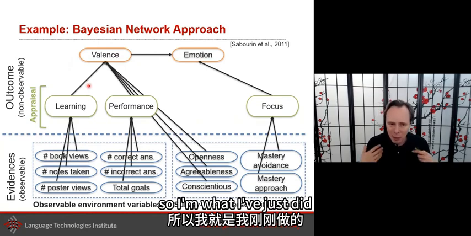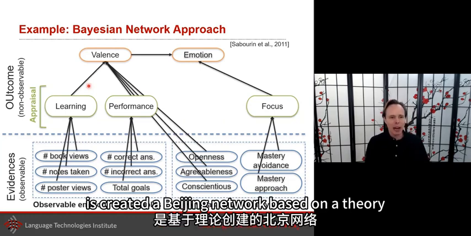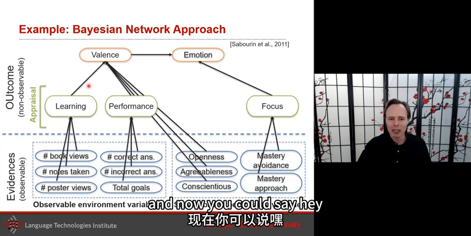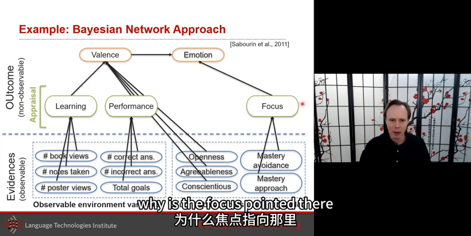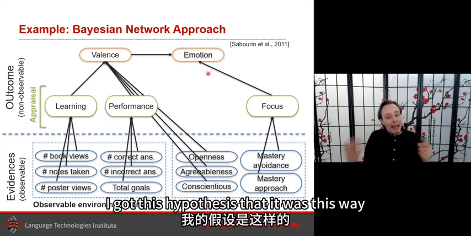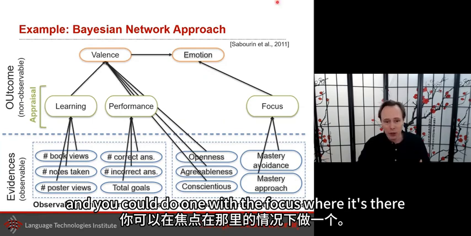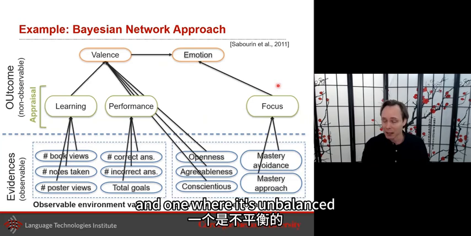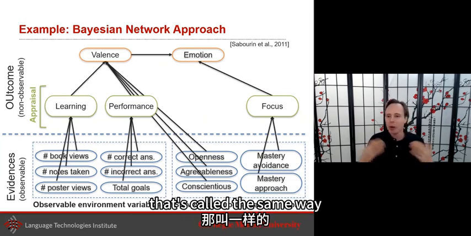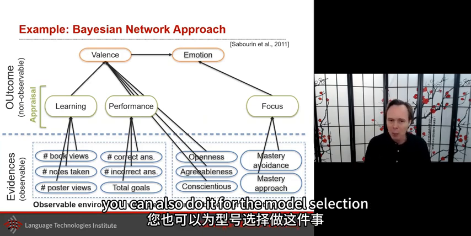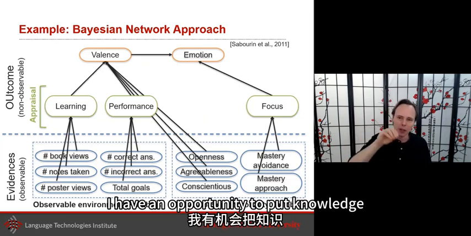So what I just did is create a Bayesian network based on a theory, and I used that theory to inspire this. Now you could say, hey, why is the focus pointed there? Why is it not pointed to balance? I had this hypothesis that it was this way. Now, you could do model selection, one with the focus where it is and one where it's unbalanced. That's another possibility. That's called the same way you will select different hyperparameters. You can also do it for model selection. But I have an opportunity to put in knowledge.